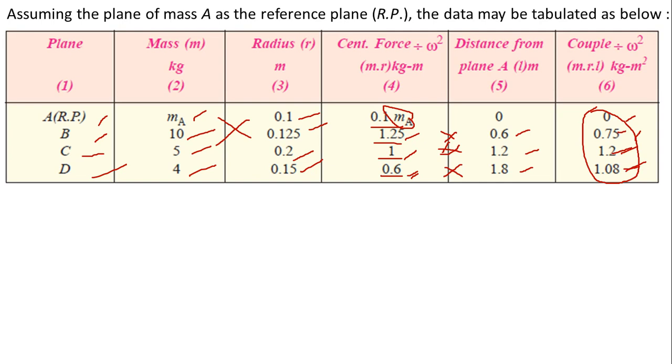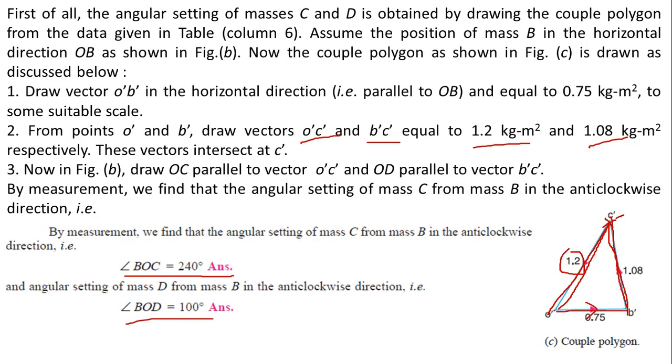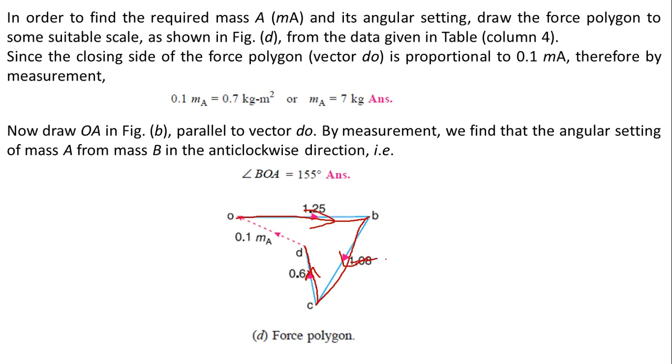So this was, okay, the third value is 1, so you have to take it as 1 unit. Then the remaining one, if you join this part, it is D2, so this will be the remaining value of 0.1 Ma. So using the value of this magnitude, measure it. This magnitude will be approximately 0.7 kg meter square. So using 0.1 Ma equal to 0.7, you get mass Ma as 7 kg.